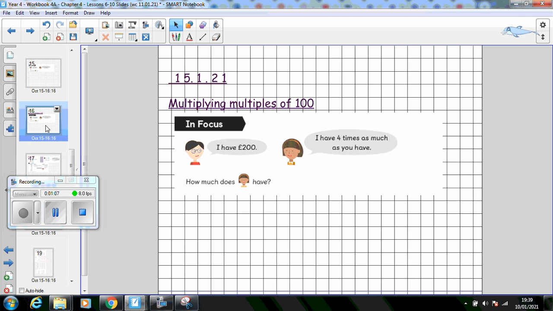Okay. Our objective today is multiplying multiples of 100. So 200 is a multiple of 100. So it's 300, 400, 500, 600, and so on. So we're taking whole hundreds and we're multiplying them. We're finding how many lots of them.